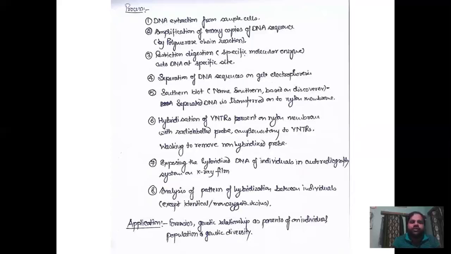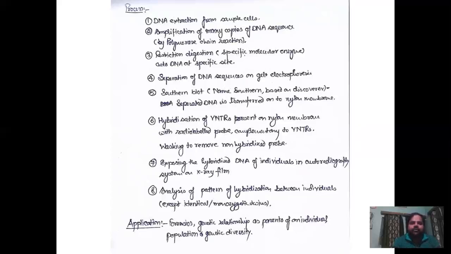And the fifth step is Southern blot. The name Southern blot was kept after the discoverer of this technique; the name of the scientist was Southern. So in Southern blot, the DNA separated in gel electrophoresis is transferred exactly onto the nylon membrane. And the sixth step is hybridization of the VNTRs present on the nylon membrane, as we have transferred all the DNA onto the nylon membrane.